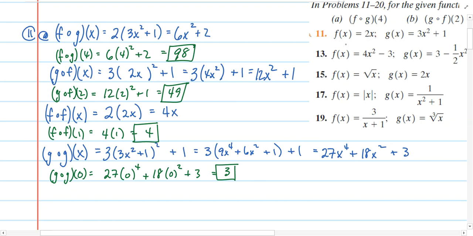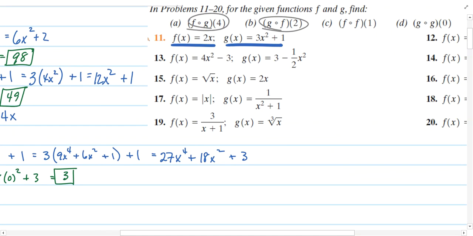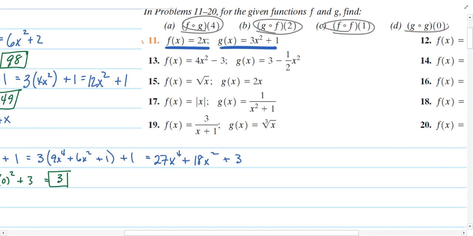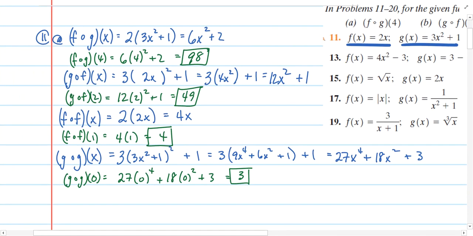So in problem number 11, we were told that f of x is equal to 2x and that g of x was equal to 3x squared plus 1. And then we needed to evaluate f of g at 4, g of f at 2, f of f at 1, and g of g at 0. We had to do all 4 of these parts for every single problem.